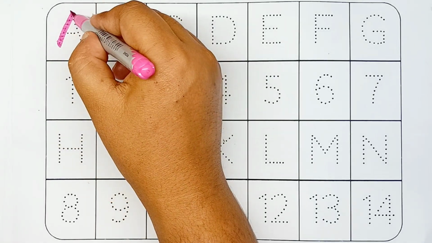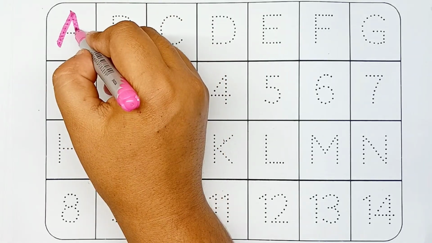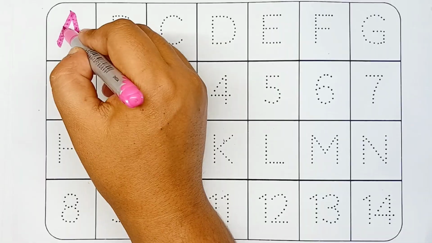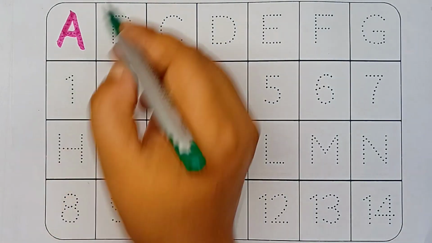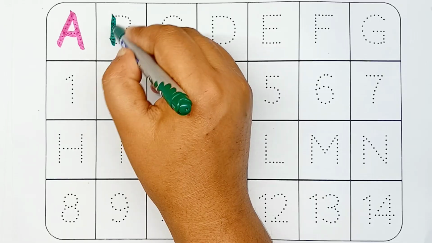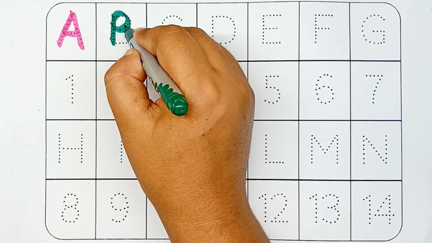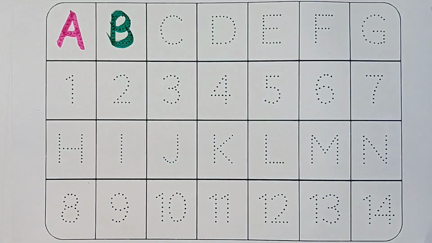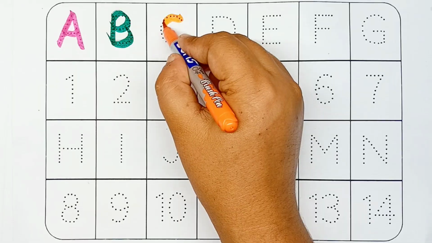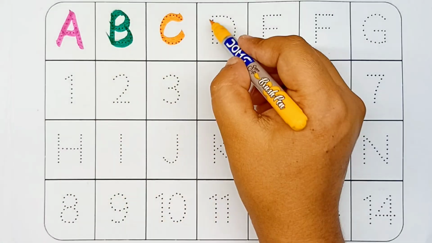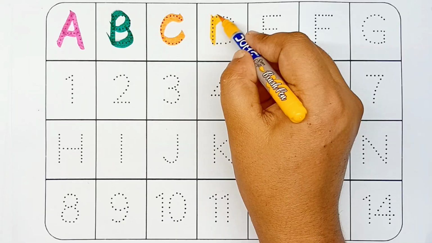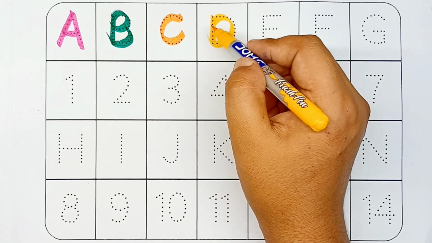A for aeroplane, B for banana, C for country, D for doctor.